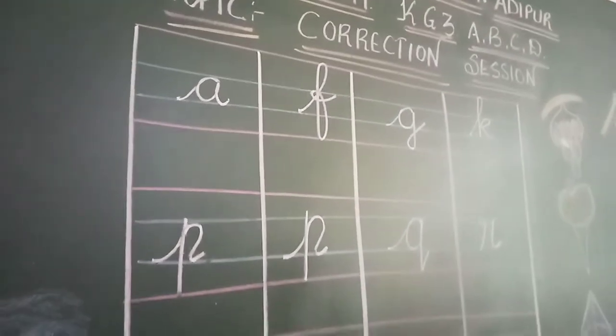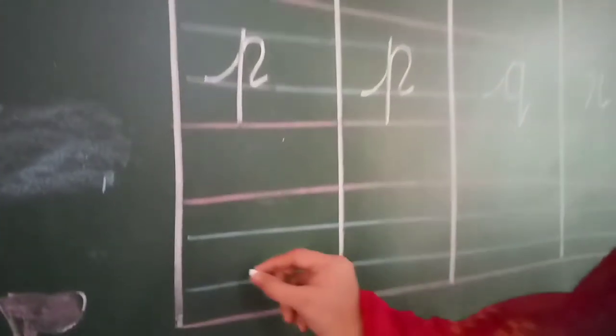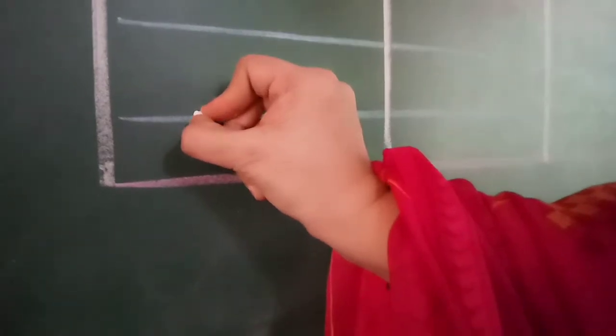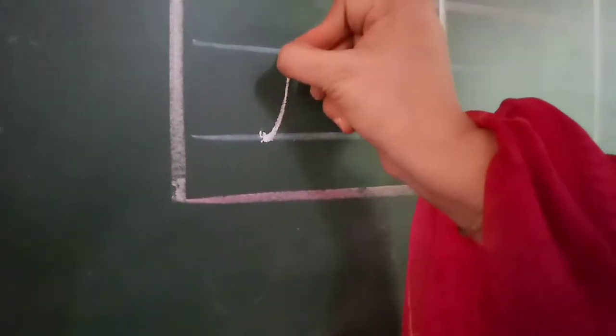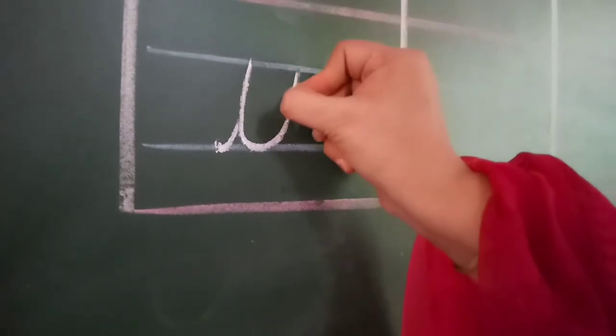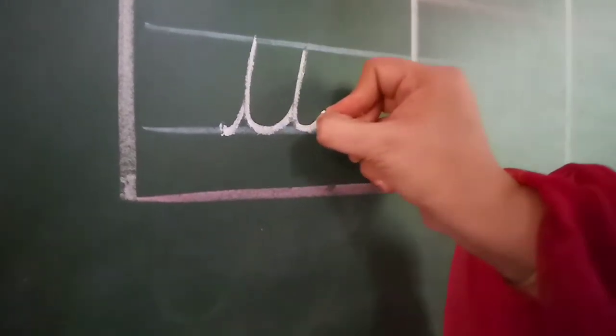Now let's move on to another letter. Rest all the letters were very much clear to you. You have to write the U, take from here or from the second blue line, go up to the first blue line, come down, go up to the first blue line, come down and curve. This is your letter U.